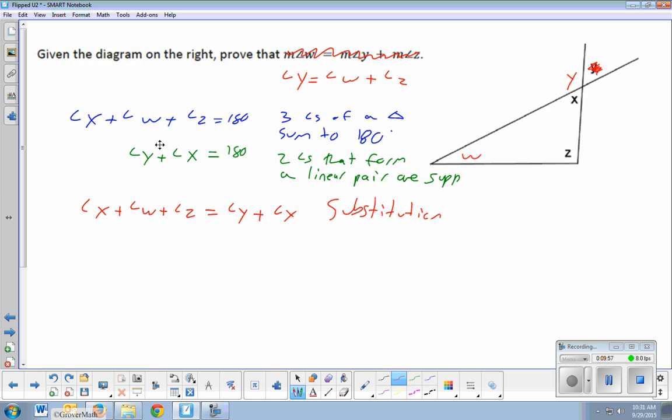If this equals 180, then I can replace 180 with this. That's exactly what I did. I substituted 180 in for what I know equals 180. And then, so what do we have here? We have x plus w plus z equals y plus x. Well, then I can simply subtract the x's away, and I'm left with angle w plus angle z equals angle y, which is not substitution, it's subtraction.